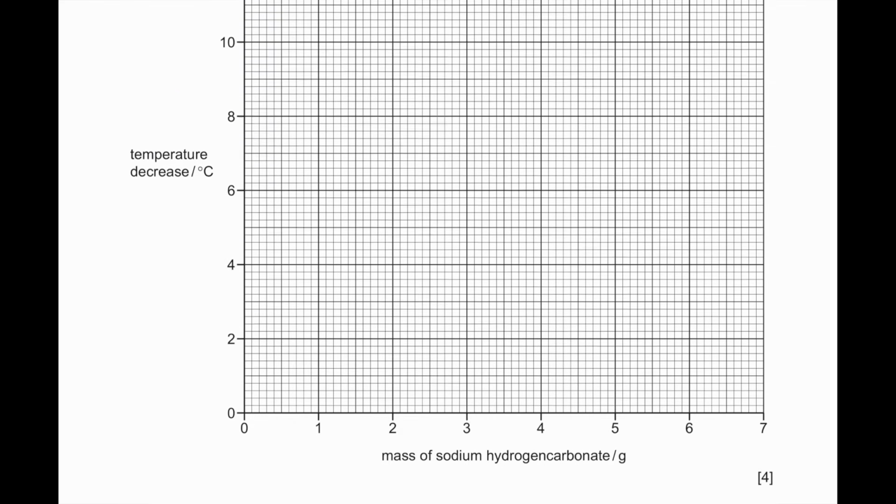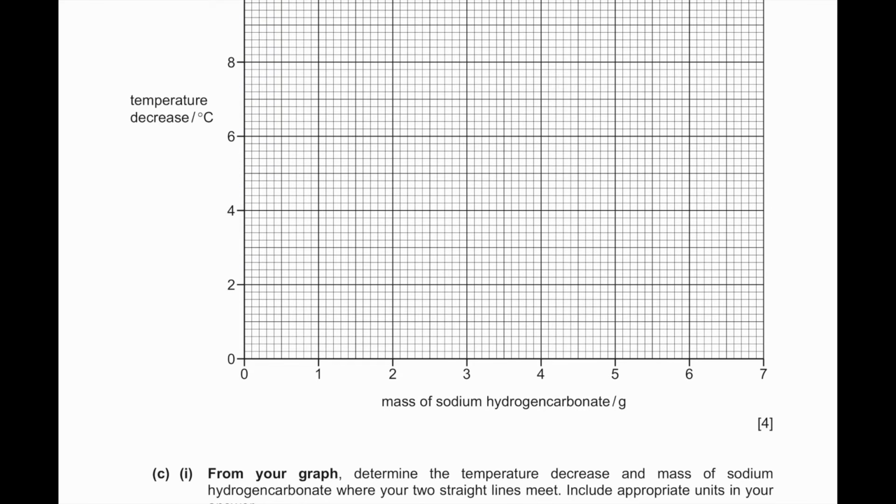So basically what we will have to do is draw two best fit lines, and the point where they are going to meet is going to indicate the mass of sodium hydrogen carbonate needed for neutralization. So first of all, we'll do the plotting.